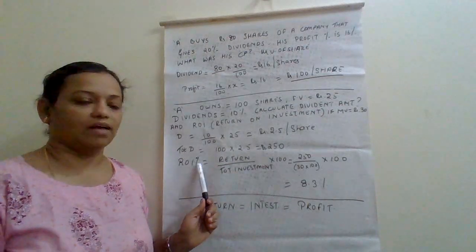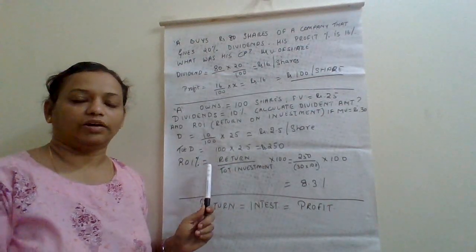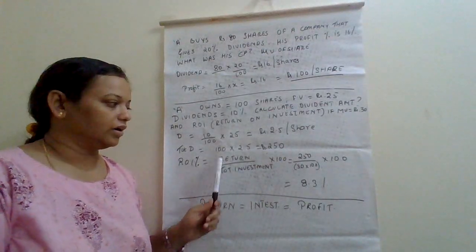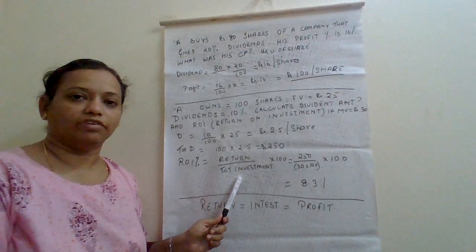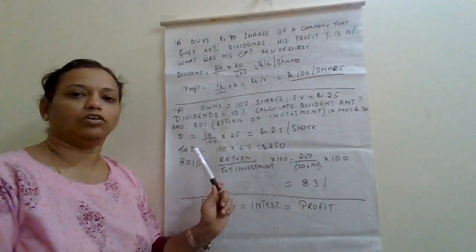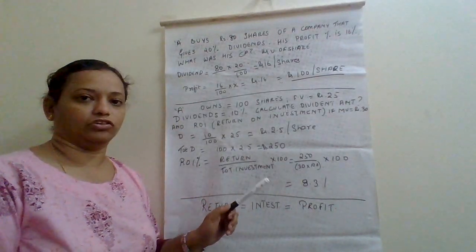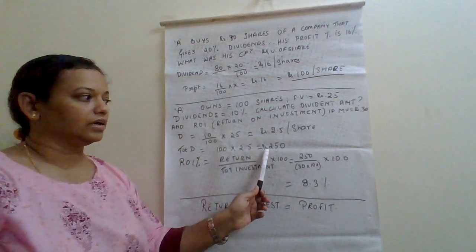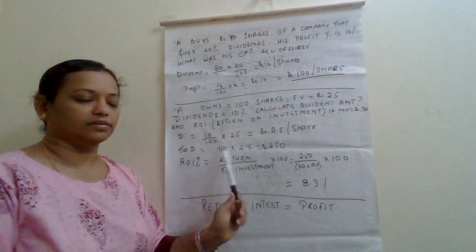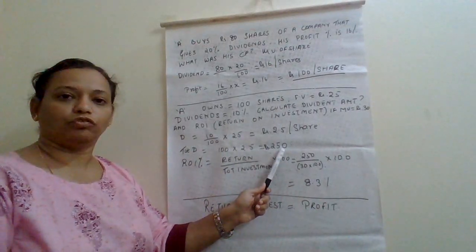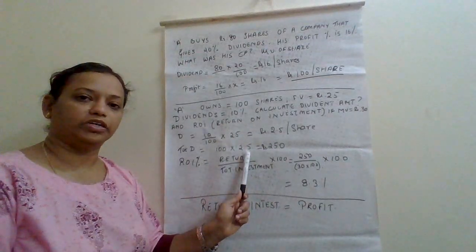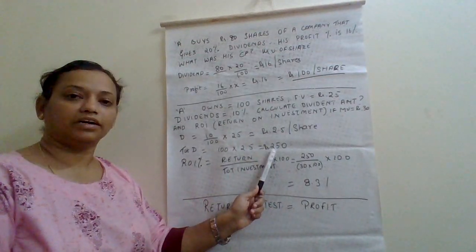Okay, so what is ROI percentage? So I have told you previously that percentage means you should multiply it by 100. So return divided by total investment into 100 is your ROI percentage. Okay, I hope you're clear. Return, here in this instance, return is what? 250 rupees, right? He's got 100 shares, 2 rupees 50 paisa he got per share. 250 rupees is the return that he got.